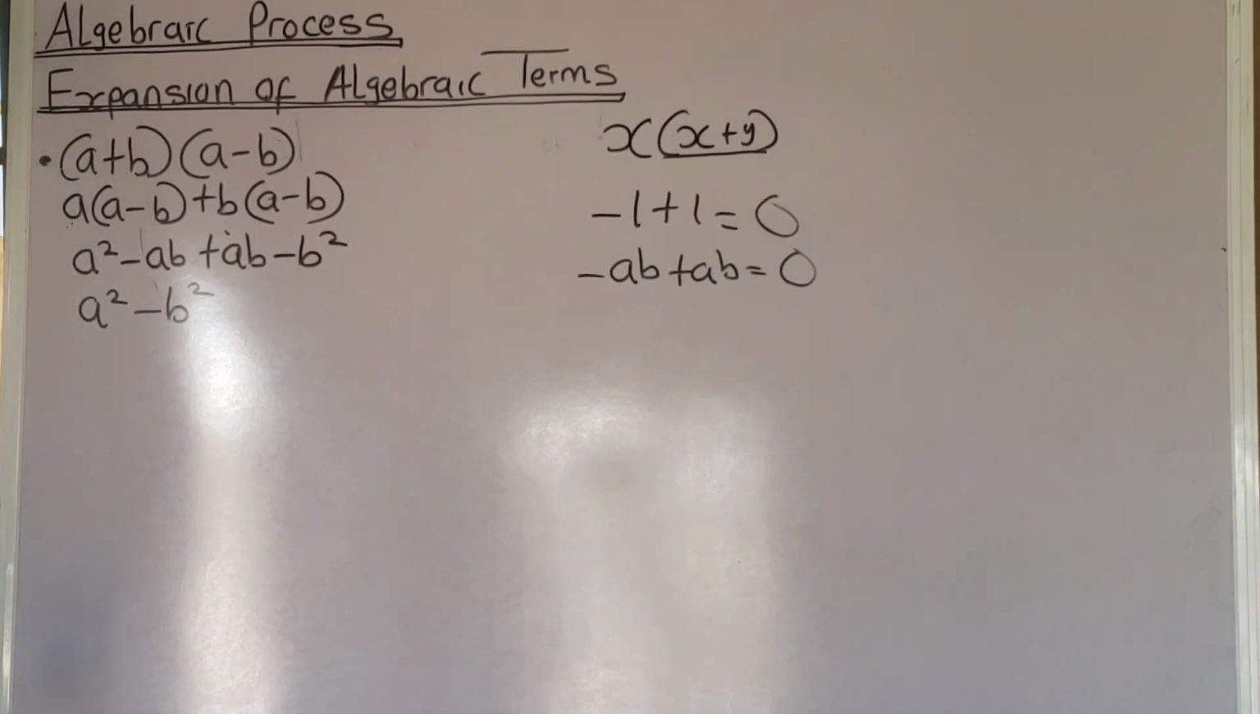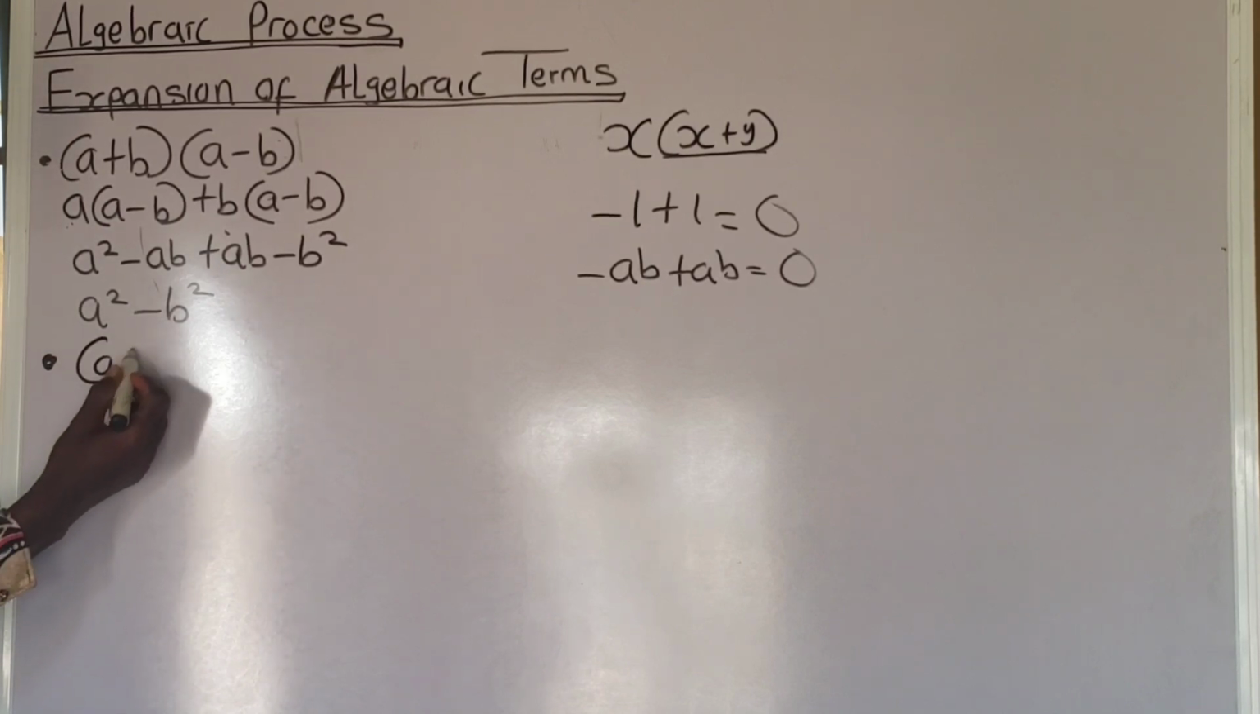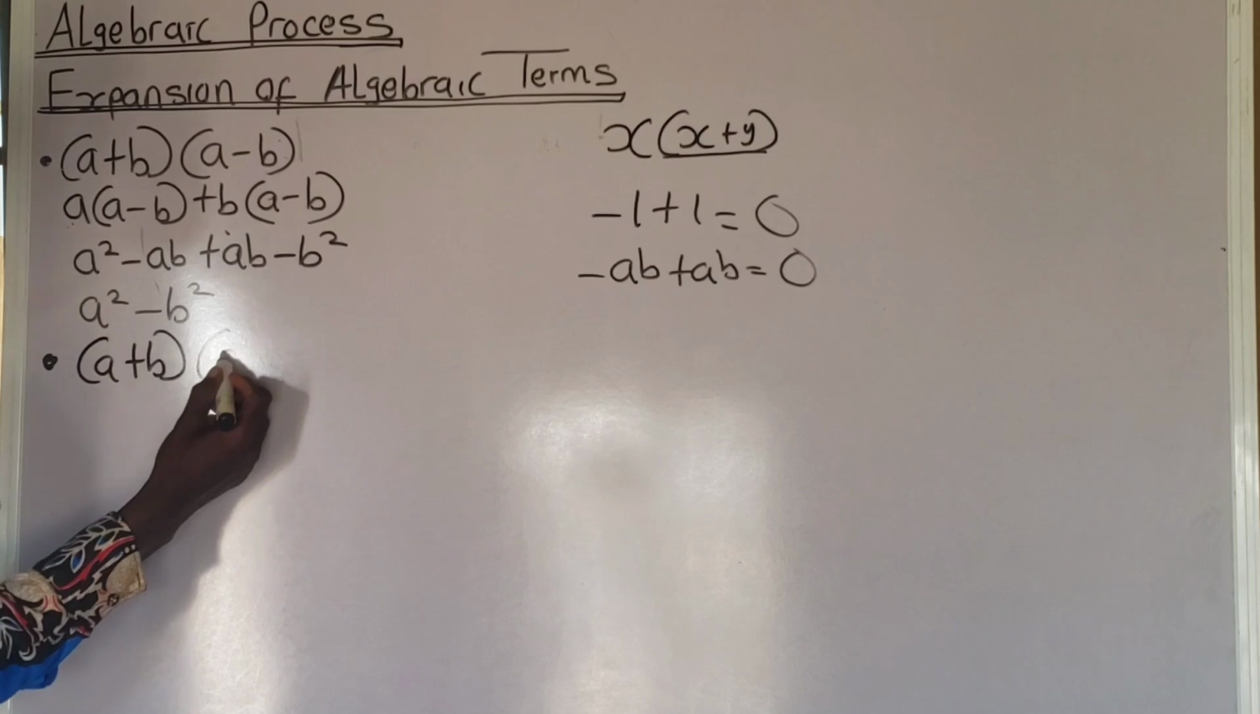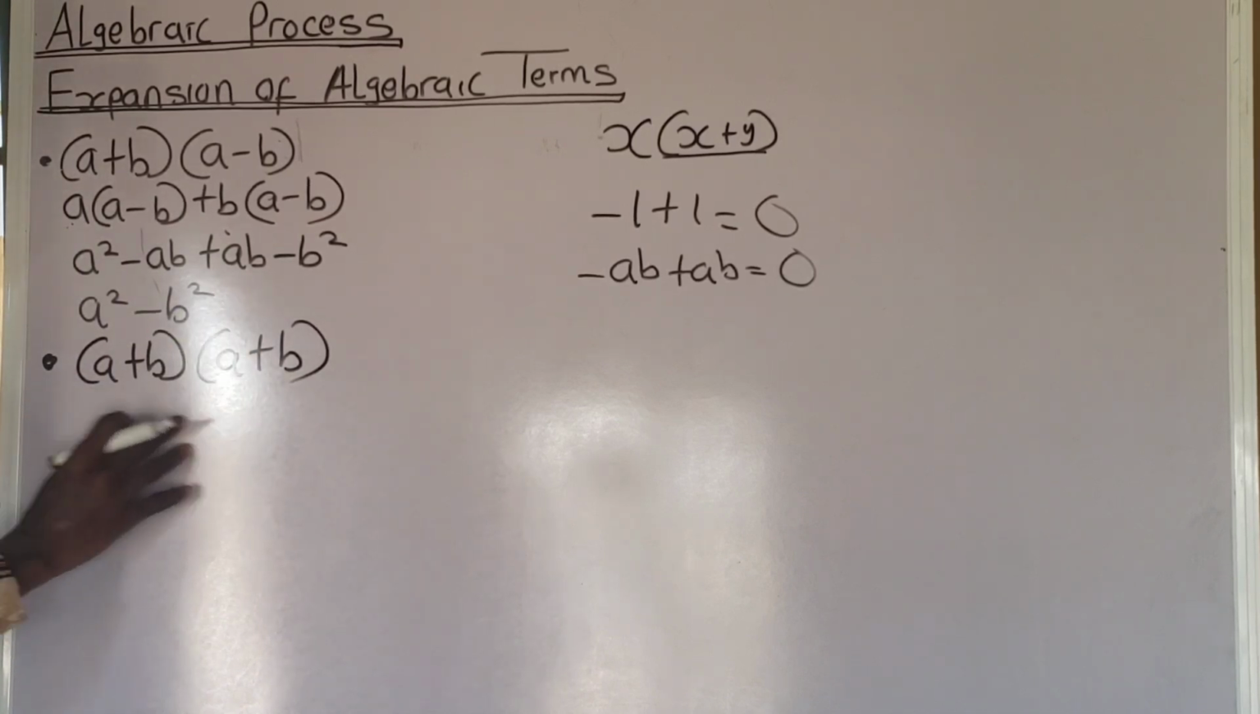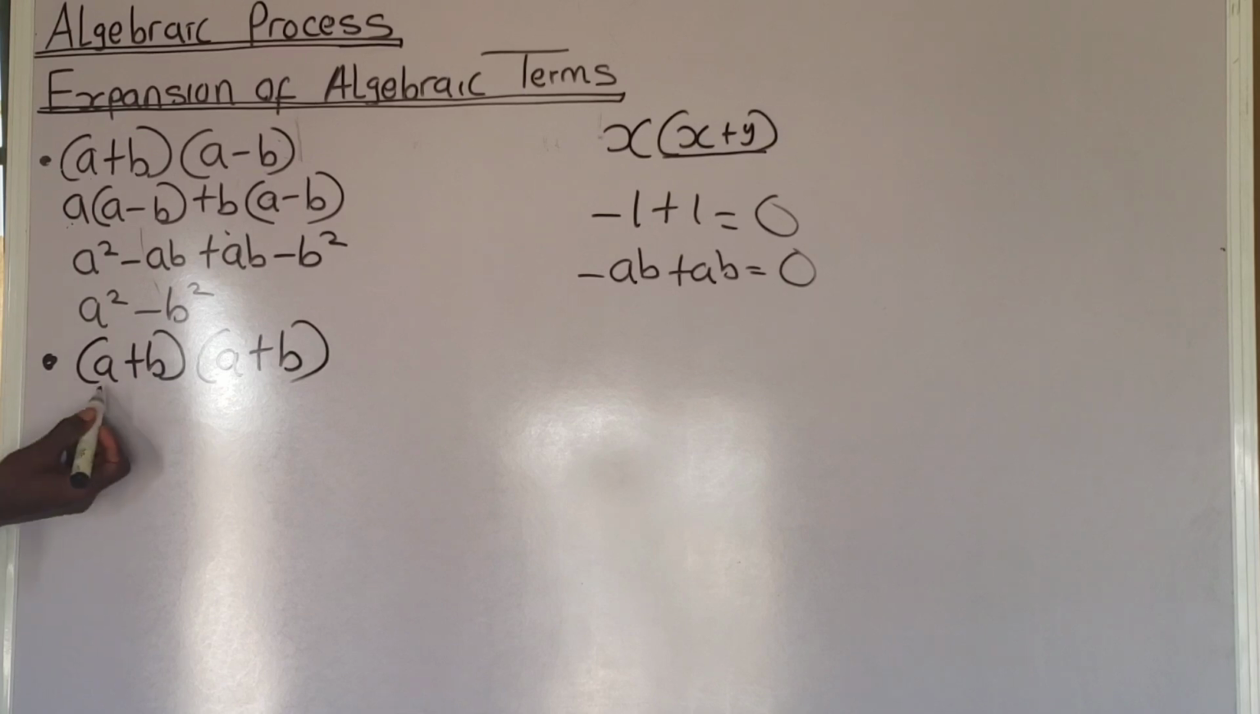Okay, let's take another example. Please pay attention. It's simple. Let's say we have (a + b)(a + b), and we are asked to expand these algebraic terms. We have the first bracket and the second bracket. Now, if I want to expand this, don't forget, I'm going to use the first term.